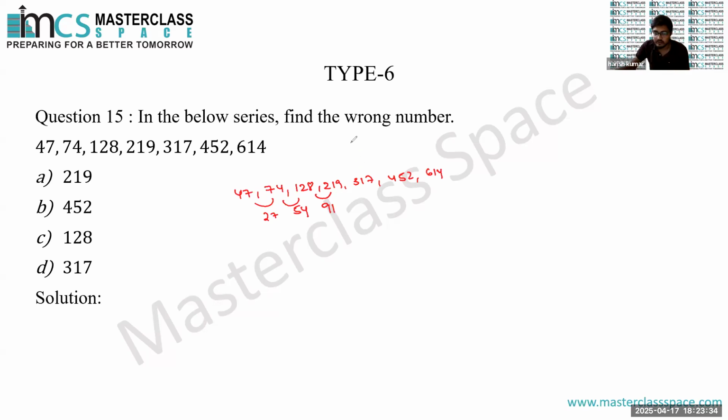If you try to figure out the differences, the difference between 47 and 74 is 27. The difference between 74 and 128 is 54. So till here, you'll understand that the differences are multiples of 27: 27, 54. But if I take the next difference, I'm getting 91. But what should the next difference actually be? It should be a product of 3 and 27, which is 81. But it is 91 here. So which is our wrong number? 219 is our wrong number. Actually, the number should have been 209. Clear? Any doubts in this?